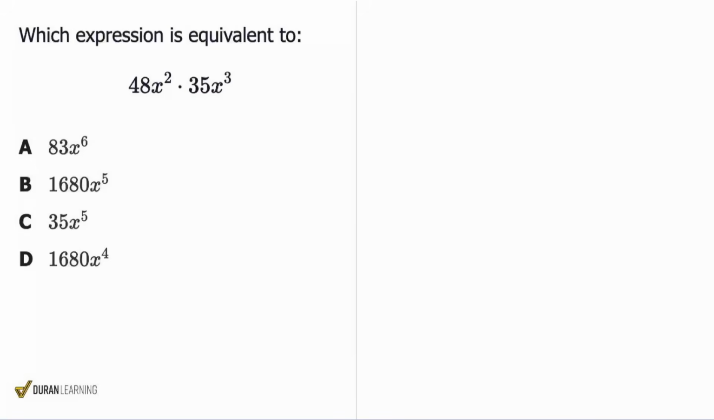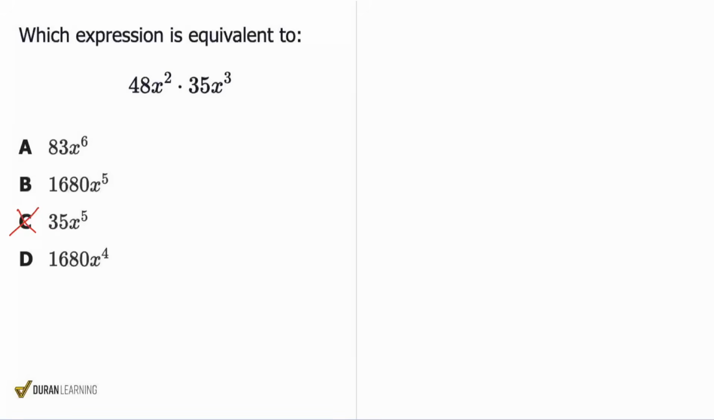Everybody, quick question. 48 times 35, can we agree that that's probably going to be a big number? Can we agree that that's going to be at least bigger than 100? Maybe even bigger than 500, probably? Yeah, I think we can agree on that. I can definitely tell you that 48 times 35 is not 35. I can definitely tell you that.